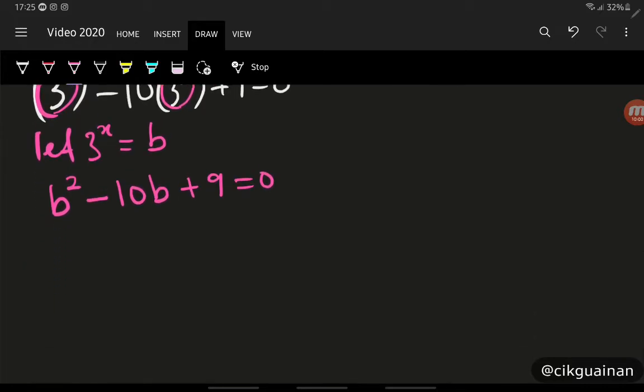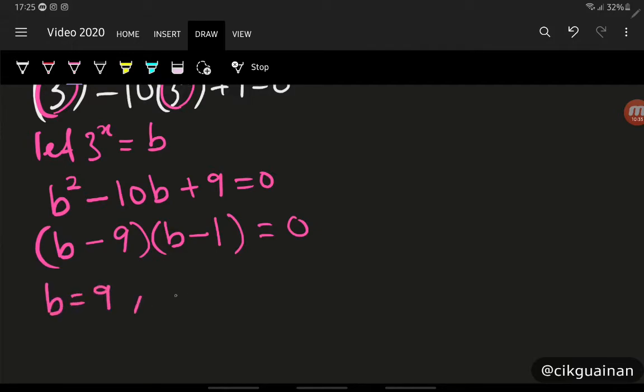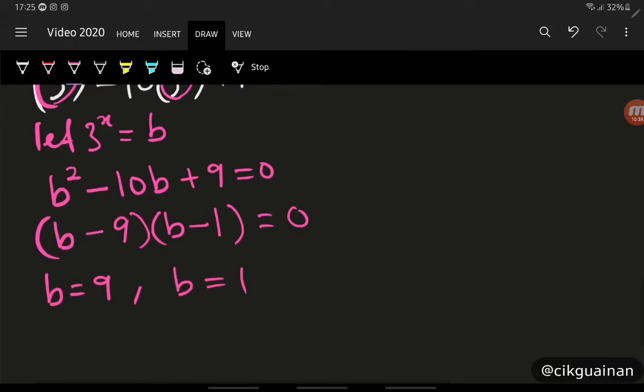And then we solve them. Either you use the EQN function in your calculator, or just like what I do, I can use mental calculation to solve it. This one is b squared, b multiply b, 9, we can have 9 multiplied by 1 to have 9, and then minus 10, we take minus 9 minus 1. So that's it. Can solve already. So b equals 9, b equals 1.